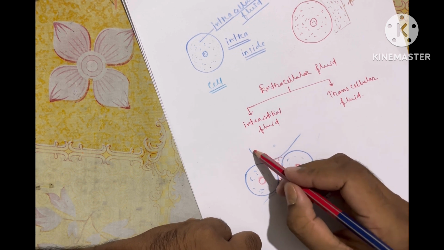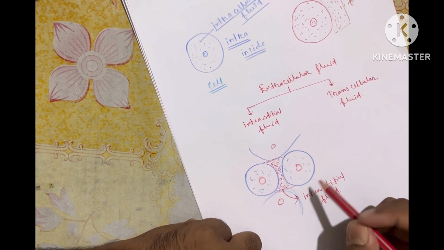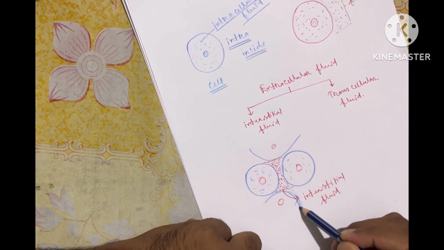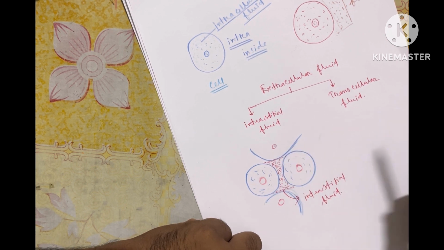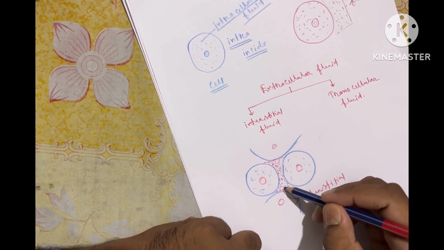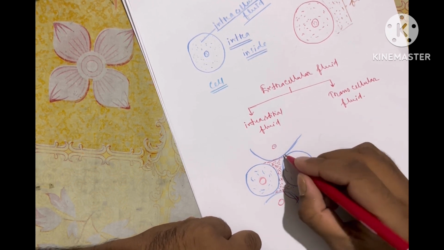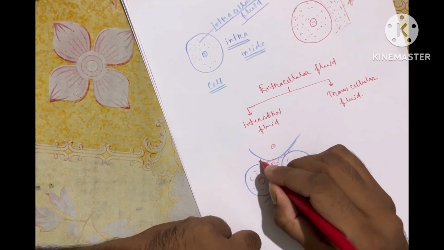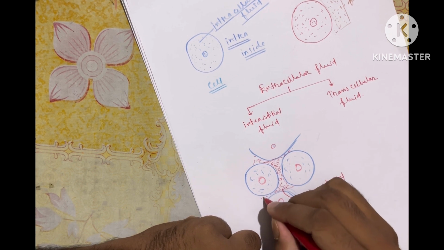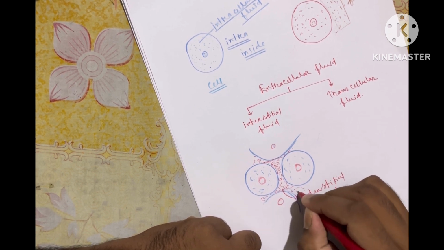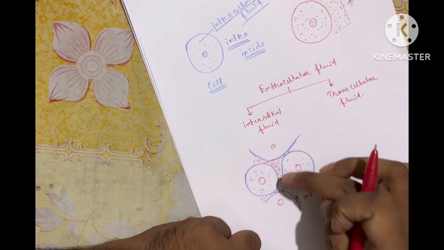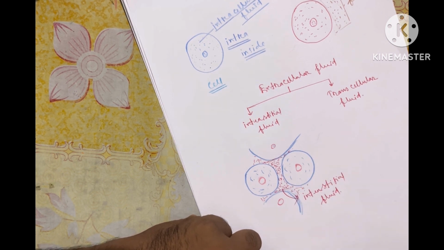So this is another cell, for example. There will be, this is called interstitial fluid. Interstitial fluid is that part of fluid which is present between cells. If fluid is present between cells, then it is called interstitial fluid.